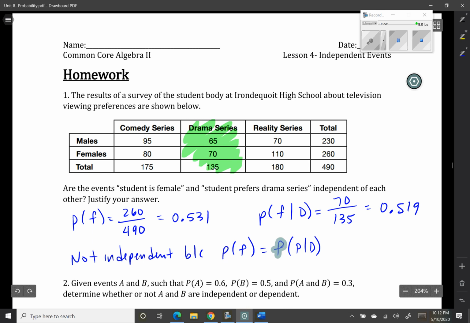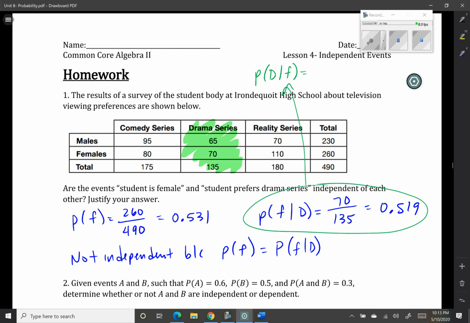Now, you might be looking at this saying, I did this differently than you, and I got the same answer at the end, that they were not independent. This second part, I'll highlight it in green. I could have done the probability of liking drama series given female and seen whether or not there was a change there. It would have come out to be a different number. It wouldn't be 0.519, but it would still give you this ending result of not being independent. All right, so there's a dependence there. There's some type of association between the type of series that you like and whether or not you're male or female, according to this survey.